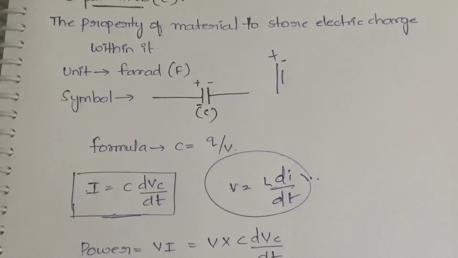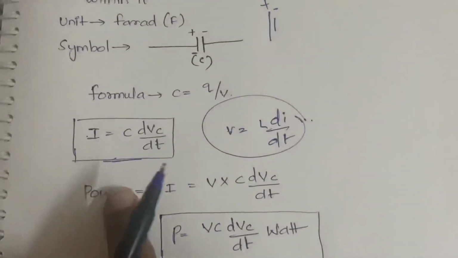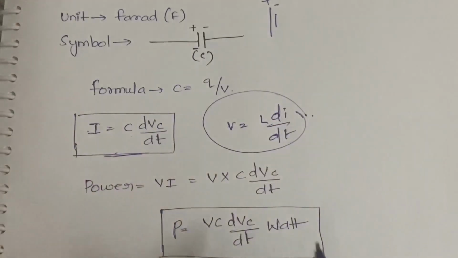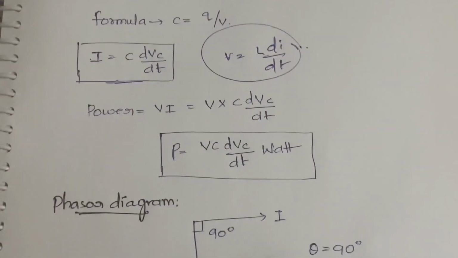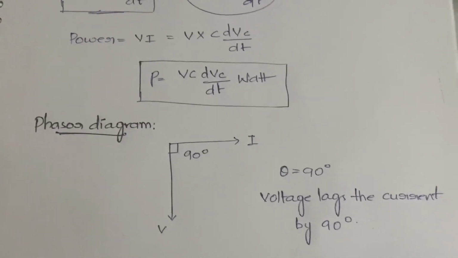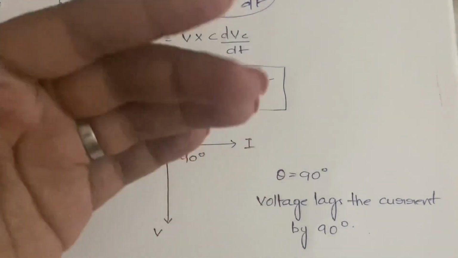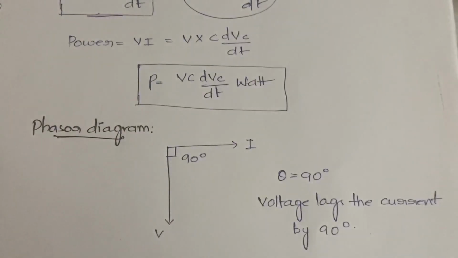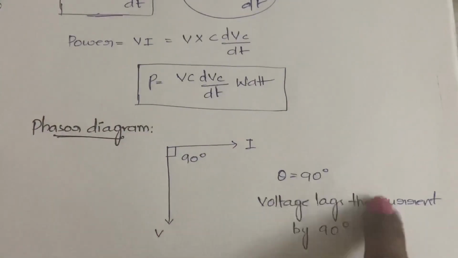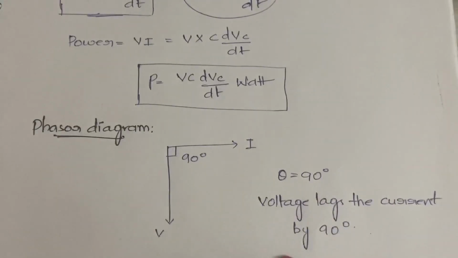Okay, next, power is equal to Vi, same. So in Vi, you know I here, so V into C dVc by dt, Vc dVc by dt watts power. Okay, next, the phasor diagram for capacitance. So basically for capacitance, the phasor diagram will be in this way. Voltage will be in the bottom direction, which means again theta is equal to 90 only here also, but the voltage will lag the current by 90 degrees.